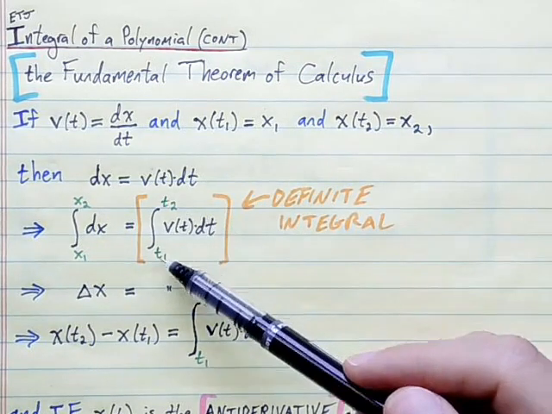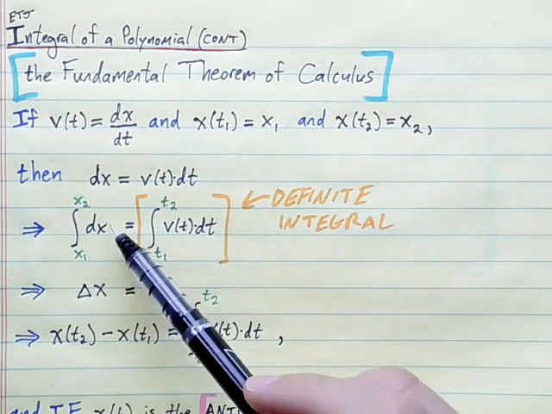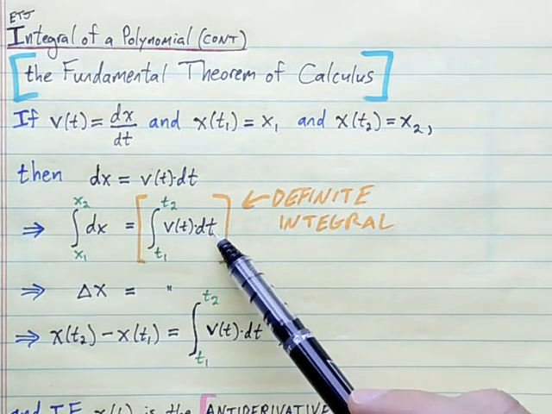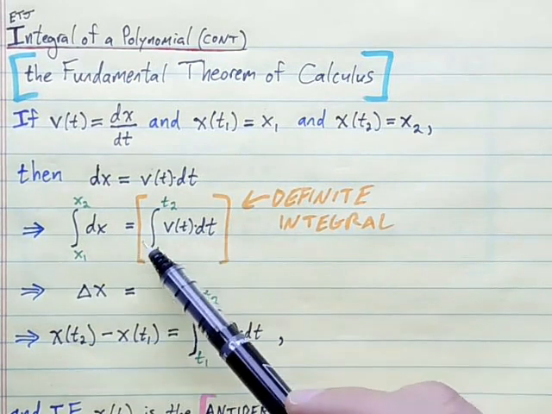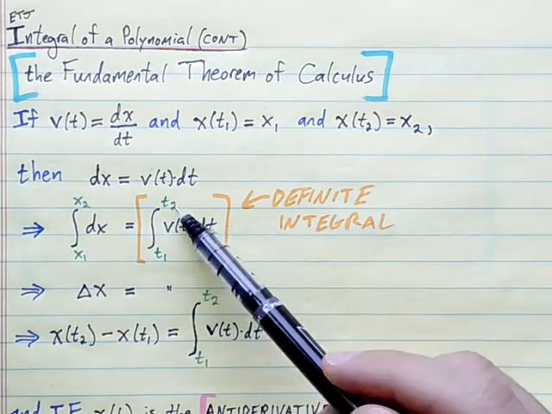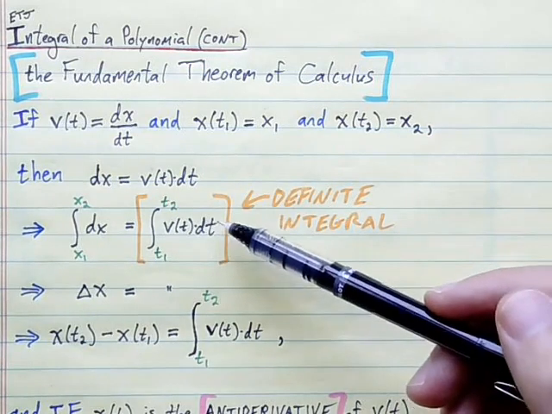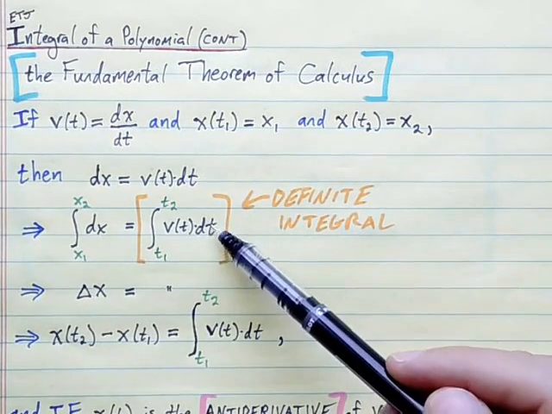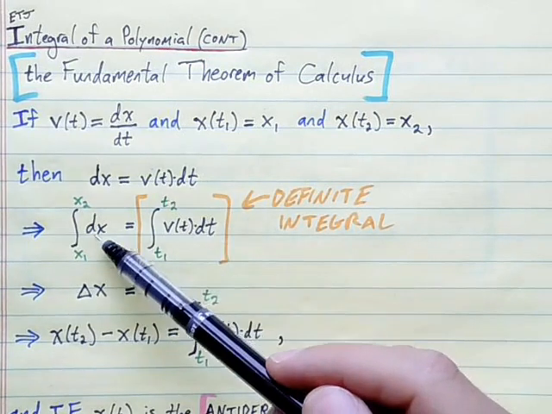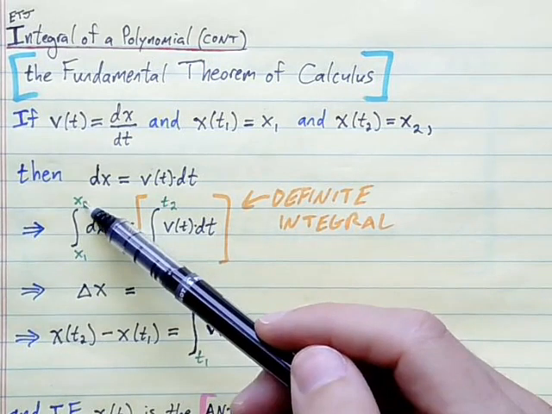Let's look at the limits of integration here. Note that on the left-hand side, our independent variable is x. On the right-hand side, our independent variable is t. So our lower and upper limits of integration should refer to the independent variable. As time goes from time 1 to time 2, x is going to be going from its initial value, x1, to its final value, x2.